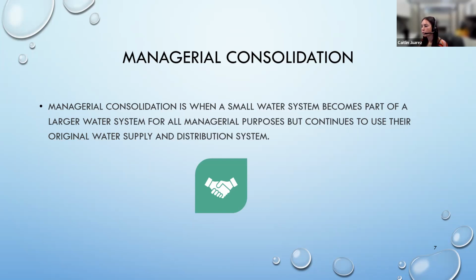The water system may be too far away from the large water system to make it cost effective to physically consolidate. The larger water system can legally take over the water system's functions, such as regulatory reporting, billing, and operations, but still use the small water system's existing infrastructure. In a managerial consolidation, that smaller water system's governance would dissolve and they would no longer be legally responsible for providing water service to those customers.